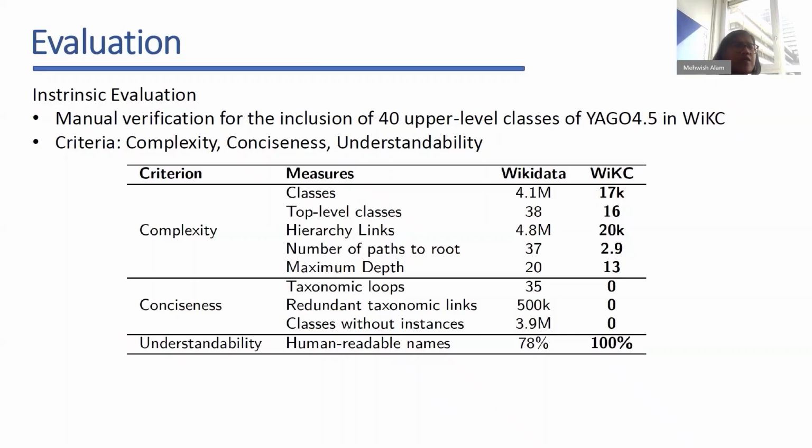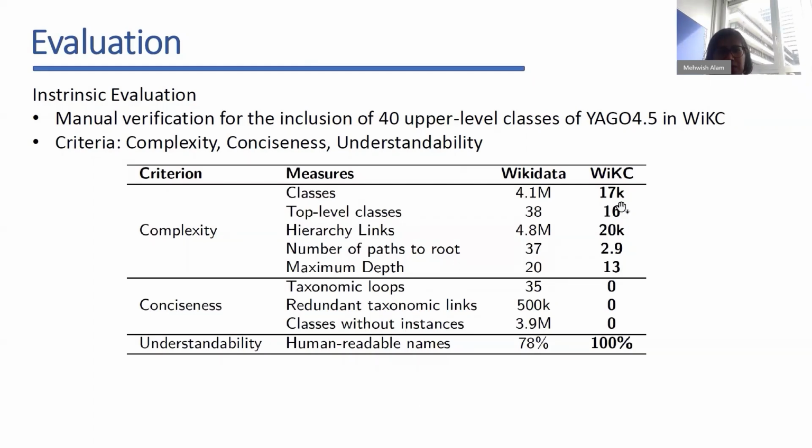So here we did two kinds of evaluation, which is actually in line with what was happening in Yahoo 4.5 also. So here what we did is some kind of intrinsic evaluation, we call it. This is not really evaluation over a downstream task. So here we did the verification of this taxonomy. You have classes which were before 4.1 million, now they were 17K.